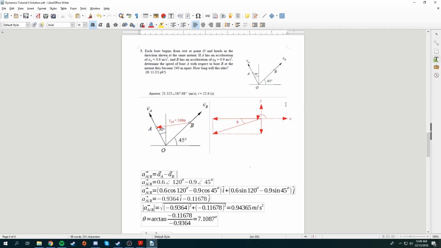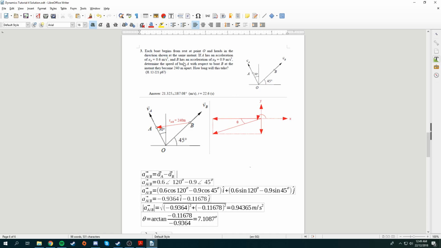For question 3, we have this relative boat motion question. The question states that each boat begins from rest at point O over here and heads in the direction shown in this diagram. Boat A is heading in this direction and boat B is heading in this direction. Boat B is measured 45 degrees from the positive x-axis, and boat A is measured 120 degrees from the positive x-axis. It's just 30 degrees plus the right angle over here.